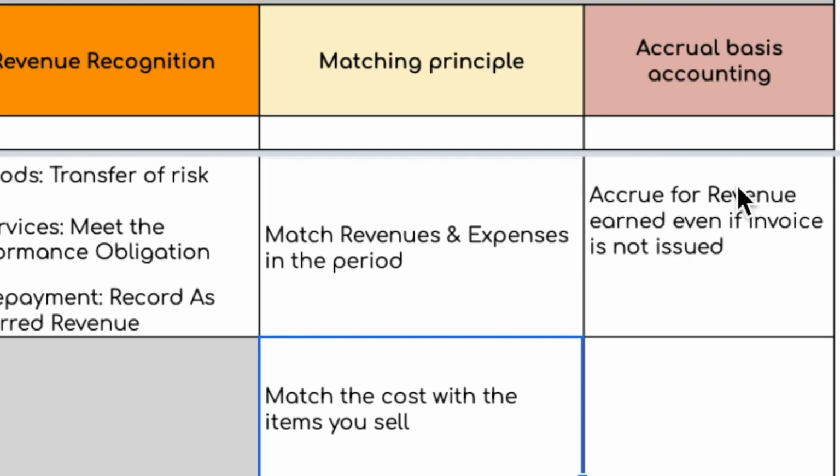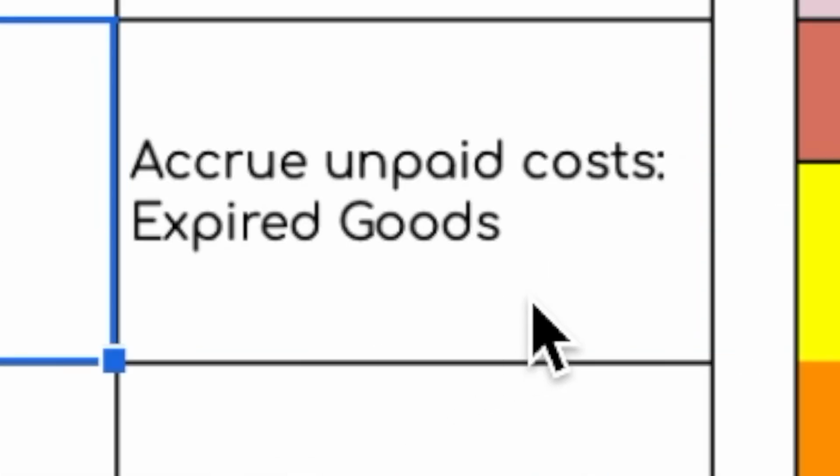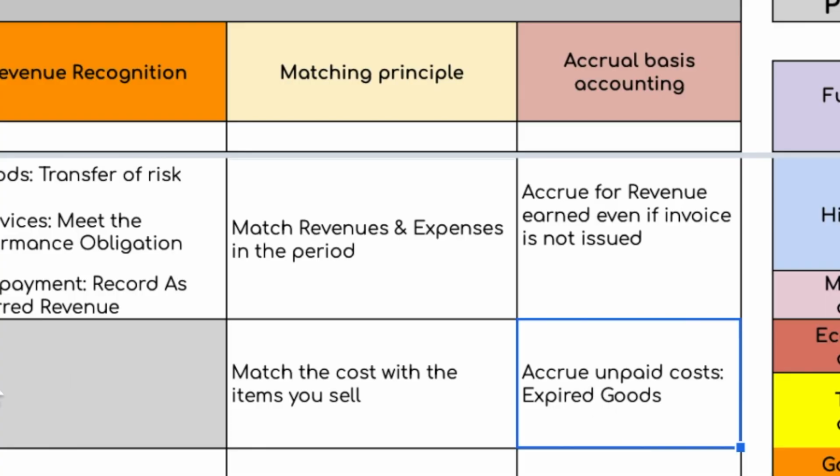And then for accrual basis accounting, the way that applies to cost of goods sold is that we need to accrue for unpaid costs. So even though you have some cost that relates to cost of goods that you haven't paid yet or haven't received an invoice for, you have to accrue it. An example for that is expired goods. For example, if you have some of your items that become obsolete or expired, you need to accrue for that on the books and record the cost, even though you haven't paid for the expense yet. So accrual accounting applies as well to cost of goods sold.